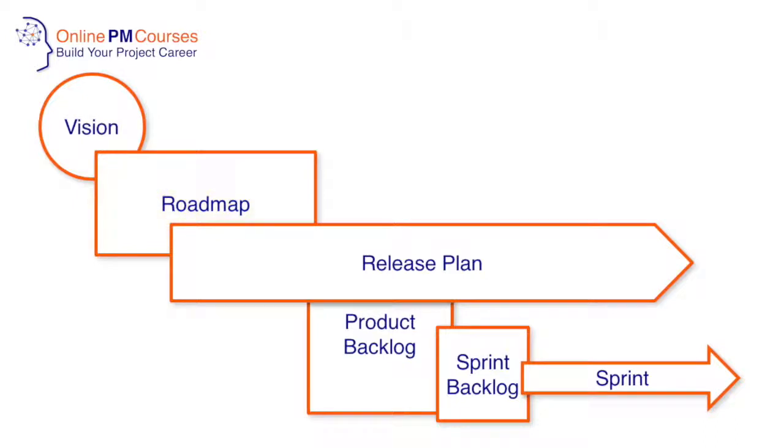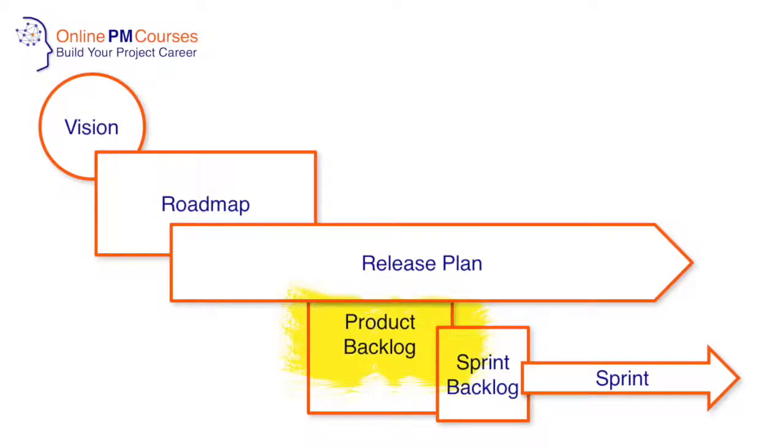From there, the team goes on to create a release plan, which starts to schedule release of functionality against time. Functionality that hasn't yet been released at a specific point of time is known as the product backlog. And then each release will have a number of sprints. Each sprint will tackle a part of the product backlog and create a sprint backlog.